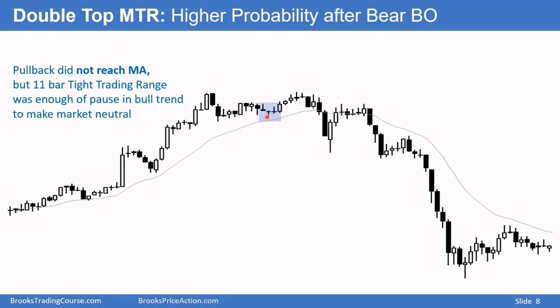The pullback here did not quite reach the moving average, even though we pulled back from the bull trend for 11 bars in a tight trading range. The market's neutral, but traders expect that the bull trend will resume, which it did.